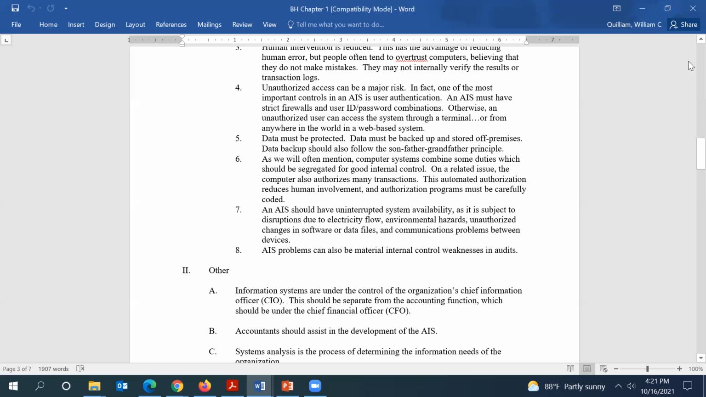Number 7, an AIS should also have uninterrupted system availability because of possible disruptions due to electricity flow, environmental hazards, unauthorized changes in software or data files, and communications problems between devices. So all these things have to be thought of. For example, in an accounting information system, we have to be mindful here in Florida of hurricanes, very much so. And companies have had their information systems interrupted. In some cases, small companies were totally disrupted due to hurricanes.